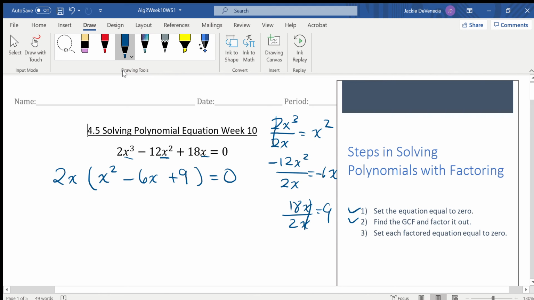Okay, so we found the greatest common factor over here, but now we have this x squared minus 6x plus 9. Now when we're trying to factor things, we want everything to be broken down to the smallest possible number. Like we don't want this x squared. We want the x to have the exponent of 1. So from here, we need to ask ourselves, what two numbers multiply to give you 9, but add to give you negative 6?